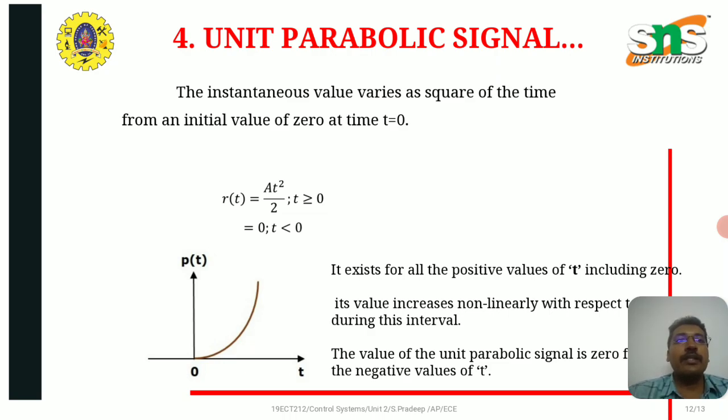The instantaneous value varies as the square of the time from an initial value of 0 at time t equal to 0. r(t) equal to a t square divided by 2, when t greater than or equal to 0, and r(t) equal to 0 when t less than 0. It exists for all the positive values of t including 0. Its value increases nonlinearly with respect to t during this interval. The value of the unit parabolic signal is 0 for the negative values of t.